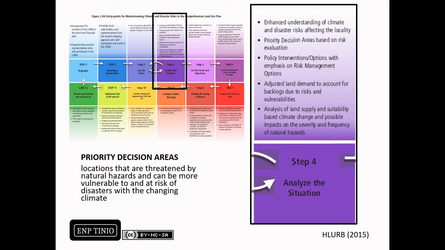Because of climate and disaster risk assessment, land demand can be adjusted to account for climate risks and vulnerabilities. For example, how housing can be constrained by sea level rise or increased flooding potentials.